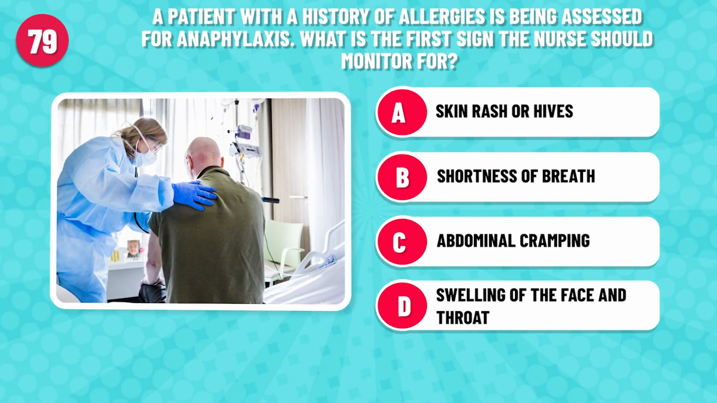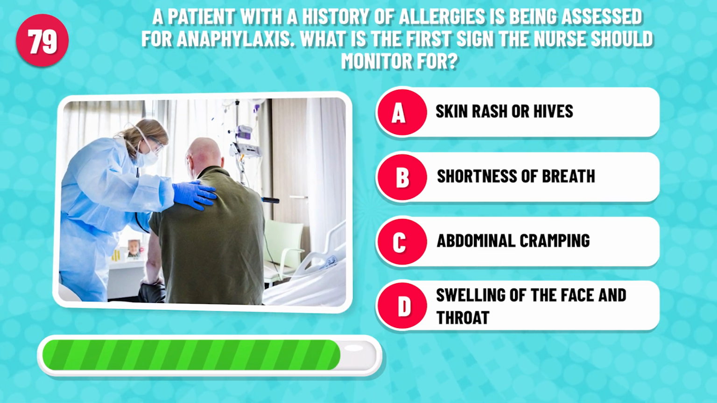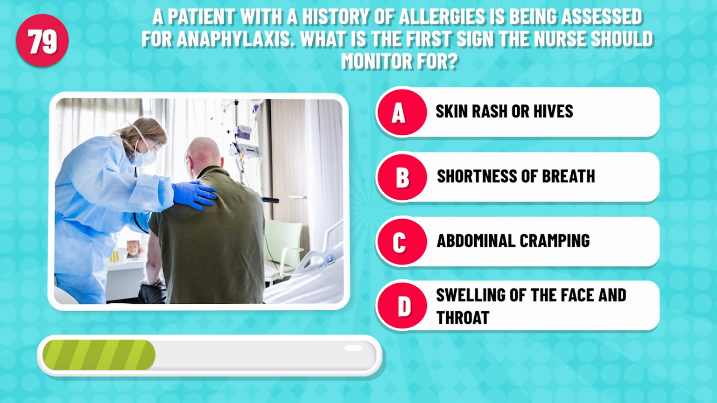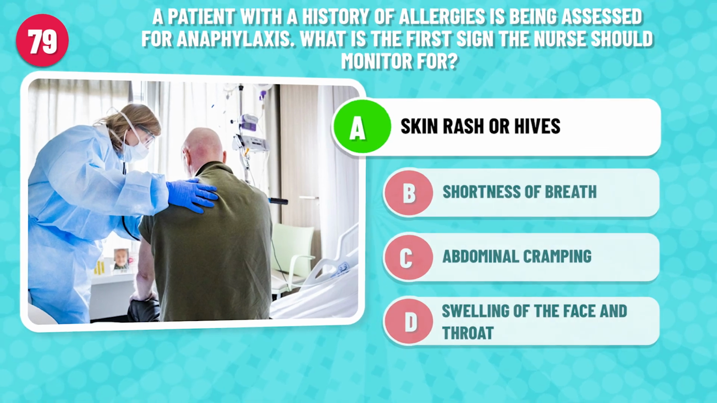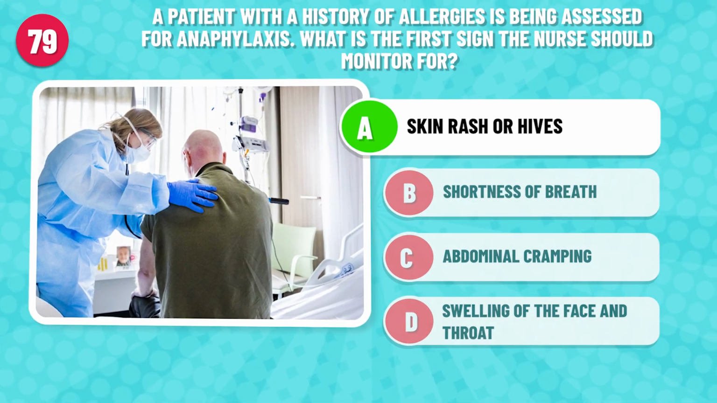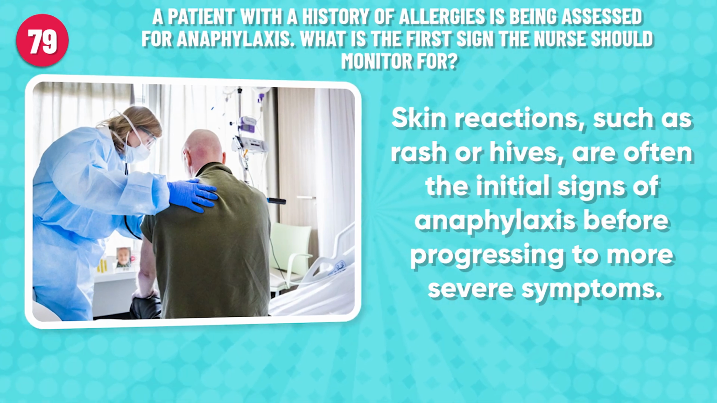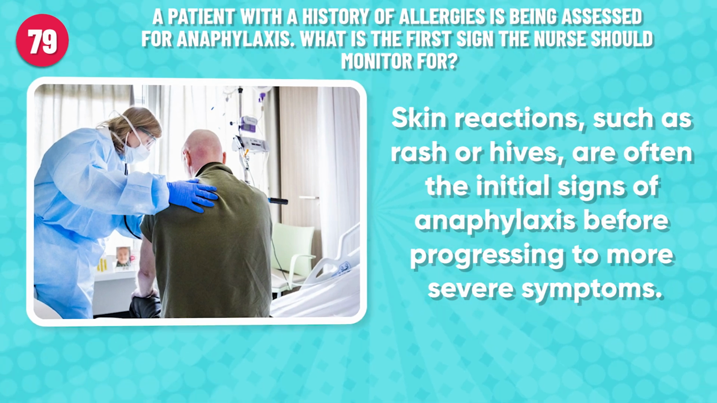A patient with a history of allergies is being assessed for anaphylaxis. What is the first sign the nurse should monitor for? It's A. Skin rash or hives. Skin reactions, such as rash or hives, are often the initial signs of anaphylaxis before progressing to more severe symptoms.